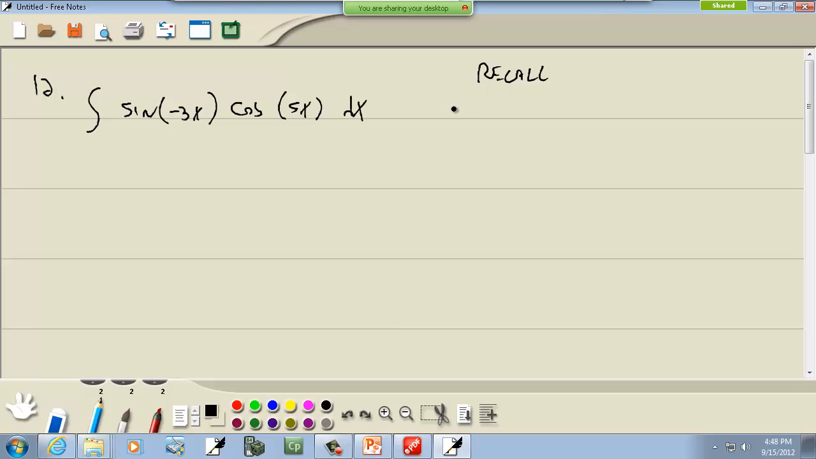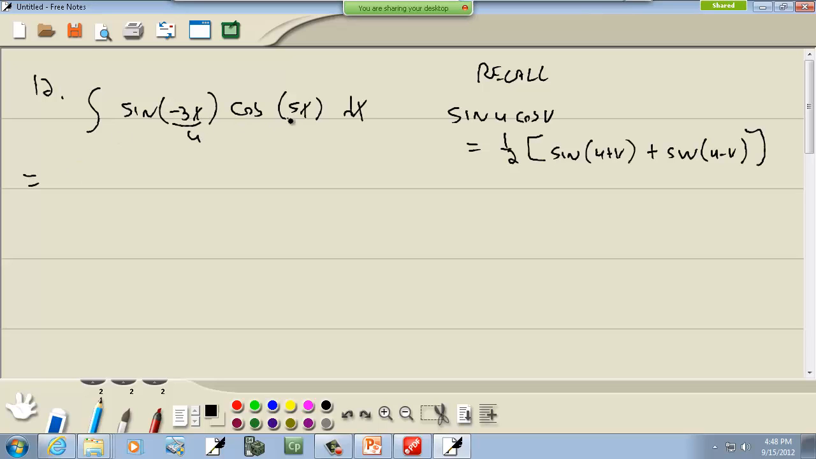Now recall, we have sine u cosine v is equal to 1/2 sine of u plus v plus sine of u minus v. So this right here becomes, this is our u, and this is our v.